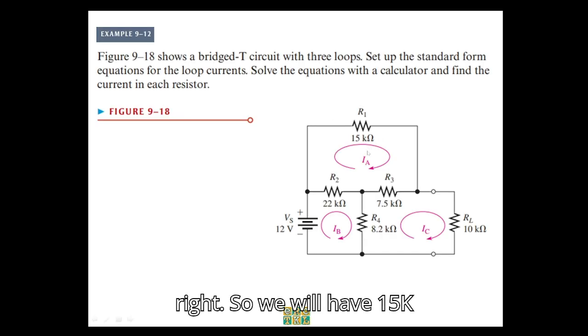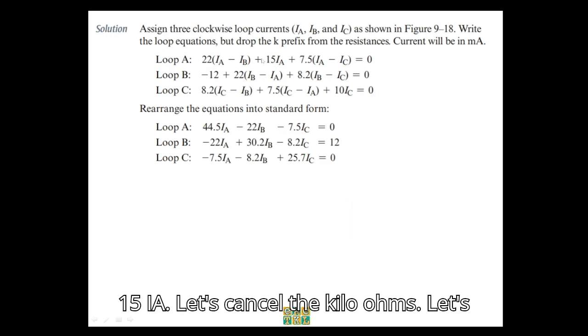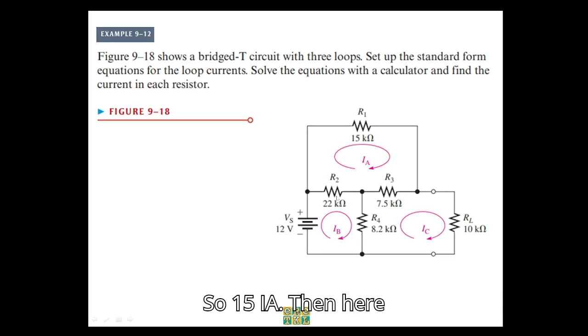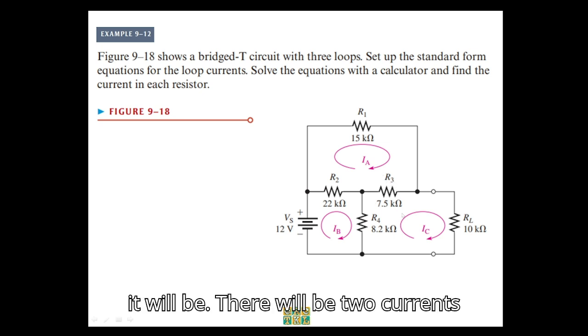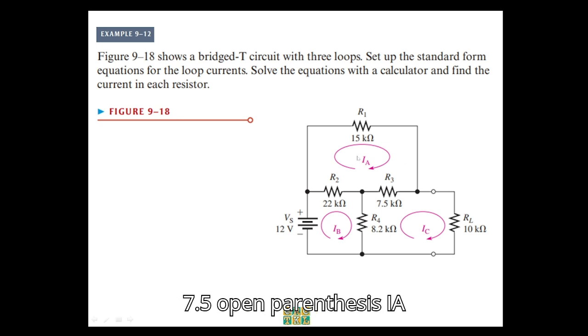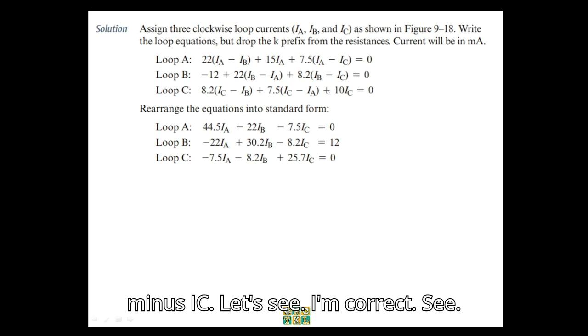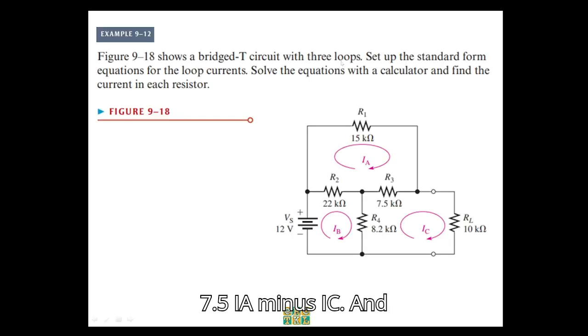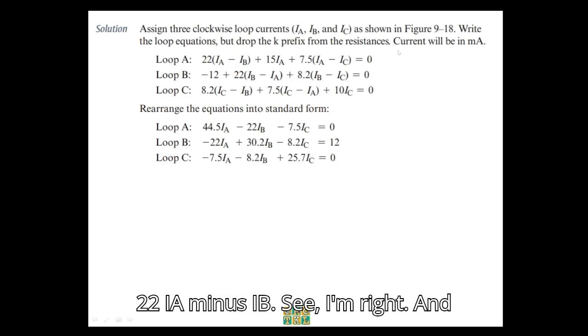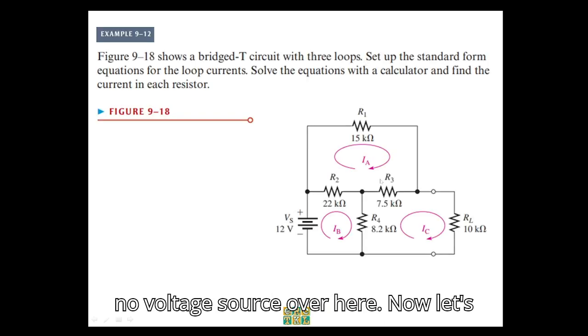All right. So we will have 15 kilo ohm IA. Let's cancel the kilo ohms and assume that these will all be kilo ohms. So 15 IA. Then there will be two currents involved, IA and IC. Therefore, it will be 7.5 open parenthesis IA minus IC. And then here we will have R2, 22. That would be 22 open parenthesis IA minus IB. And that will be equal to 0 because there's no voltage source over here.